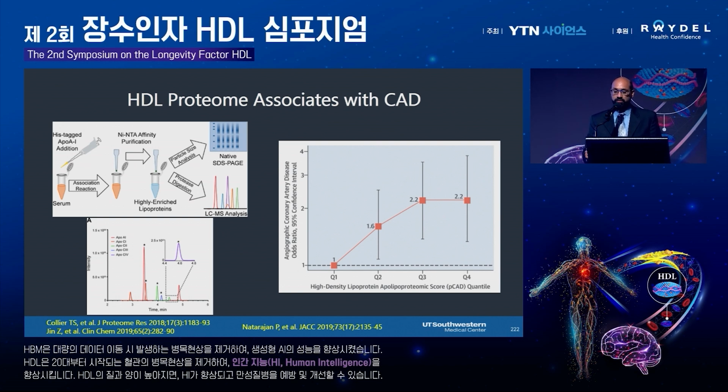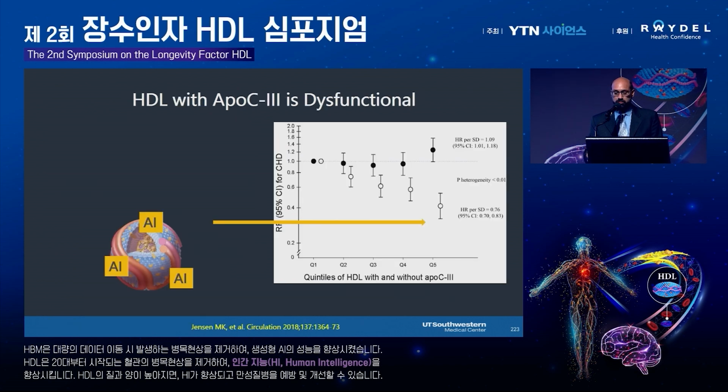What they were able to show was that among people going for coronary angiography, a higher or worsening proteomic score for HDL was associated with more severe coronary disease. And they also went on to show that more people ended up dying with a higher score than those who had a lower score.